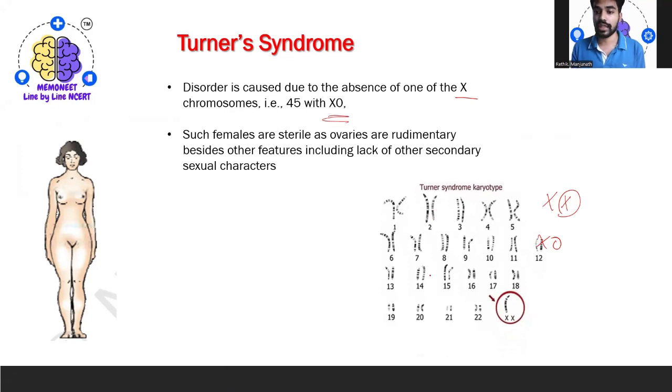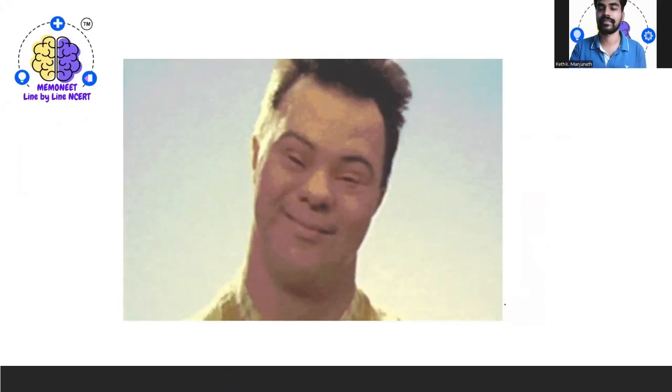And here you go, this is how it actually looks. You can see here, at the 23rd position, which we normally indicate as the sex chromosome, one of the X chromosomes is absent. Because of which it leads to Turner syndrome. And this was all about chromosomal disorders.